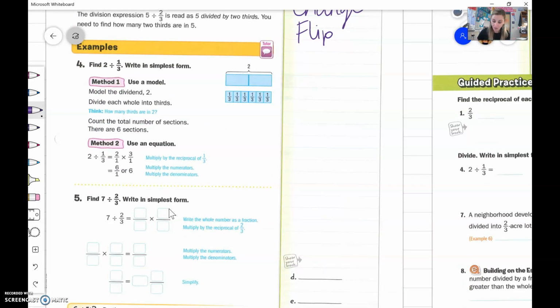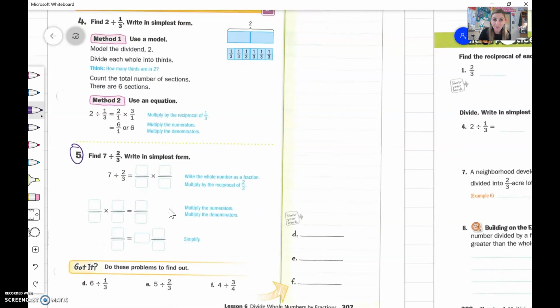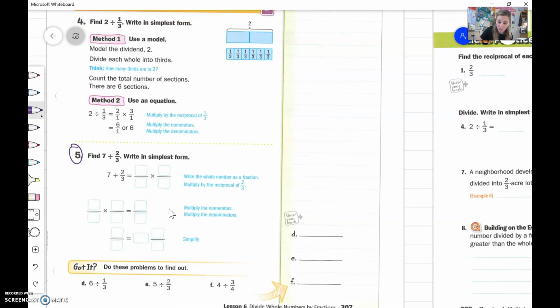Taking a look at number 1, okay? Or I'm not number 1. We're not going to look at this example. We're going to look at number 5. So 7 divided by 2/3. So first thing it says, we're going to put 7 over 1, okay? So we're going to keep. Then we're going to change the division into a multiplication, and then we're going to multiply it by the reciprocal, which means we flip it to 3 over 2. So now my new problem becomes 7 over 1 times 3 over 2.